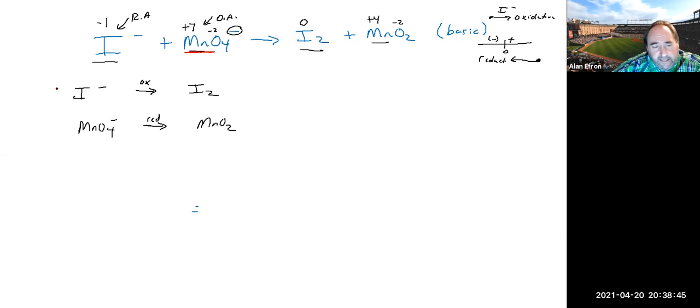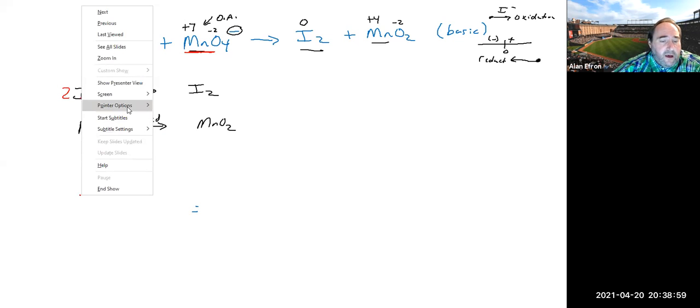In the case of the iodine, we do need to put a 2 in front of it. That gives us 2 iodides on both sides. In the case of the Mn, we have 1 on each side, so we're good on that. We now can proceed to balance the oxygen.